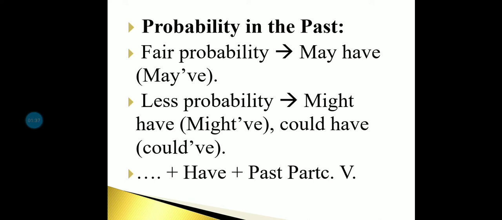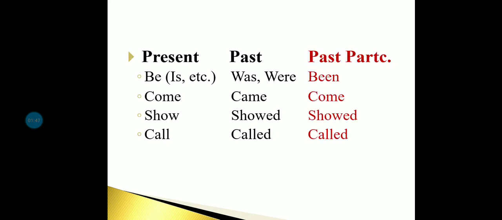Do you still remember what past participle verbs or verbs 3 are? They are the verbs that come in the third column, the past participle column, on the list of regular or irregular verbs. In this case, they are the ones highlighted in dark red there, as you can see. For example, been, come, showed, and called. Some of the verbs that we are going to use in this lesson. Now let's take a look at some examples I have provided for you to see.